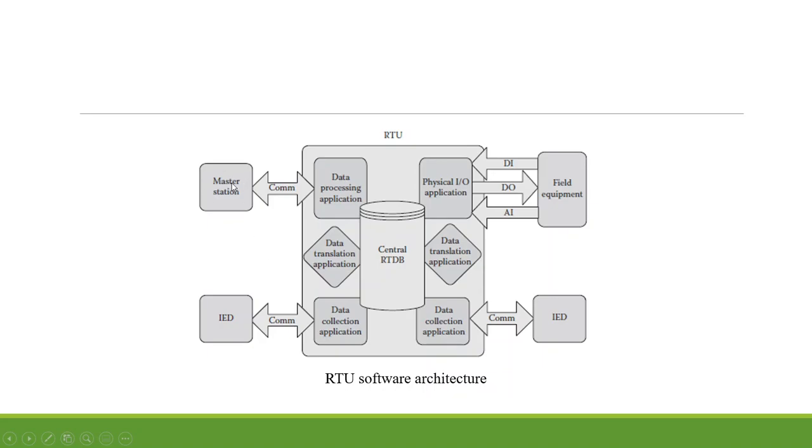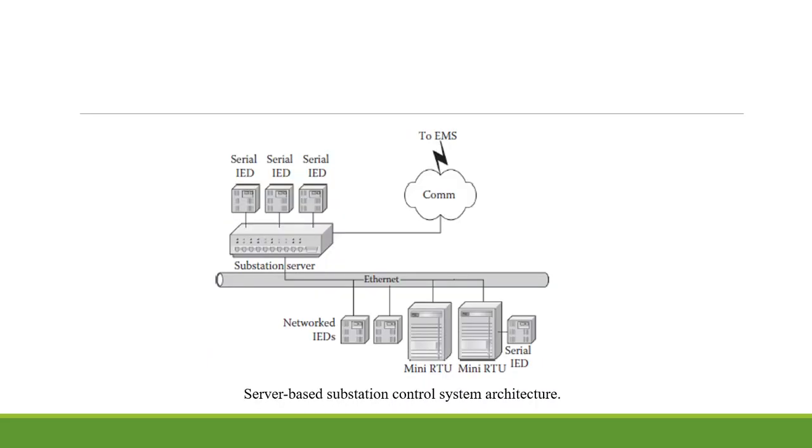You can see here the master station, and there is a communication link. This is your RTU, there is the central RTDB, there is the data processing application. Then the physical input-output application is going to communicate with the field equipment. Here you can see the data collection application is also going to communicate with the IED. There will be the data translation application, and several applications will be there in the RTU. So this is one of the architectures you can think of.